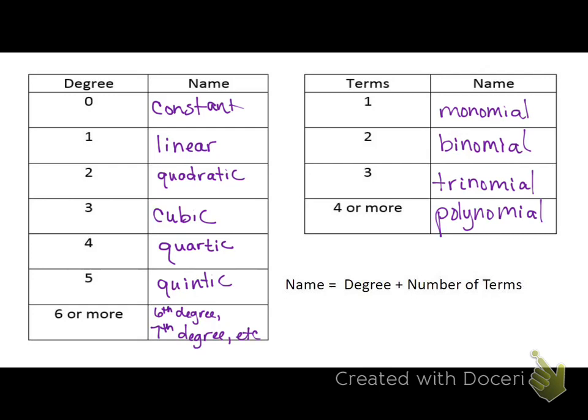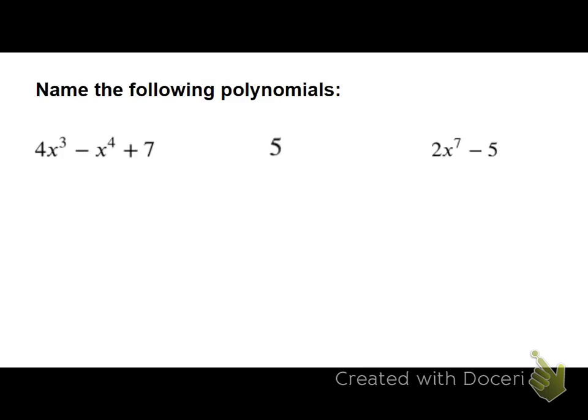Okay, so degree is basically the number of exponents. So the power of exponents combined together here. Do you guys all have this? Okay. So I want you to name the following polynomials by the degree name plus the number of terms, okay? So if you're looking at 4x cubed, x to the 4th plus 7, how many degrees does this polynomial have?